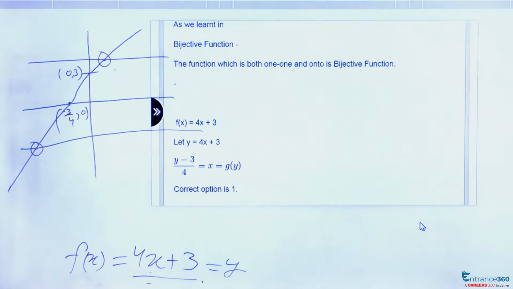For an onto function, its codomain should be equal to its range. And we can clearly see that in the equation of a line, its codomain is equal to its range. So we get that the function is 1-1 and onto also.